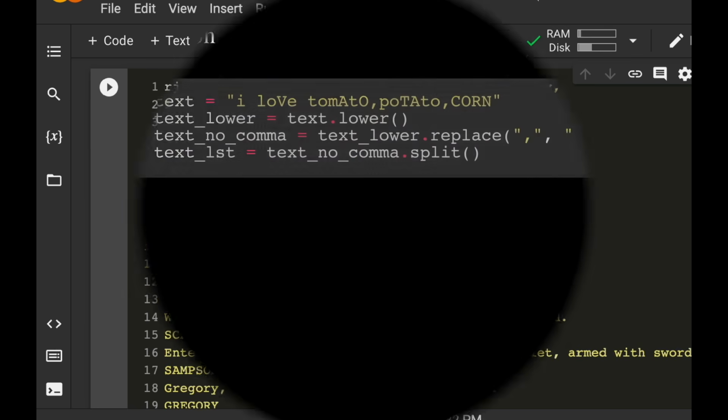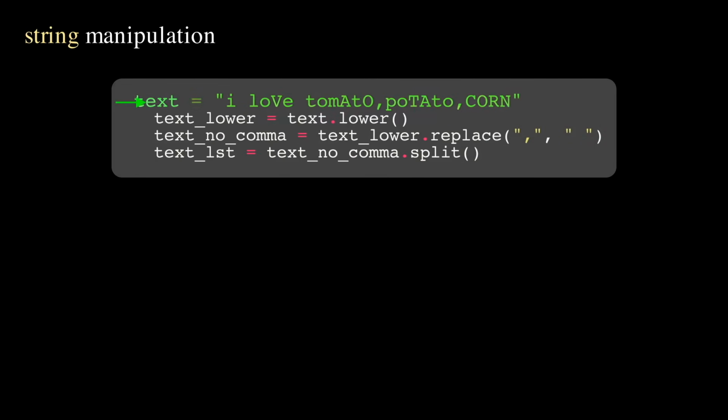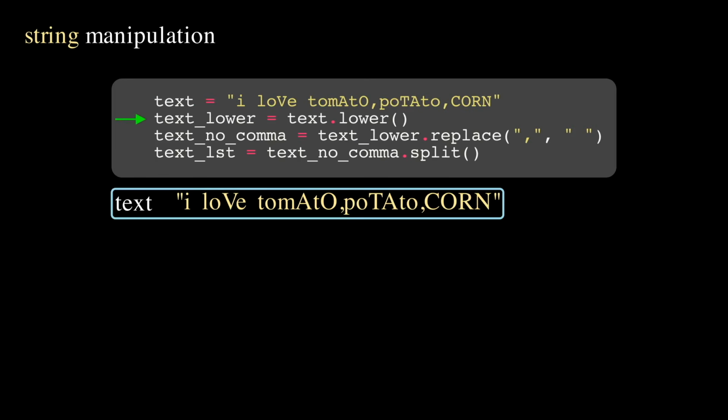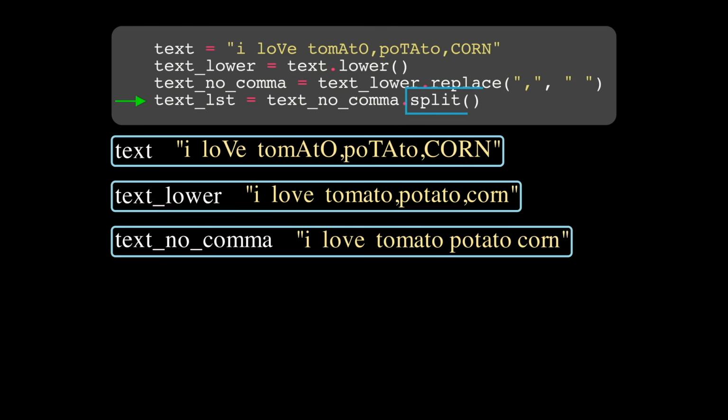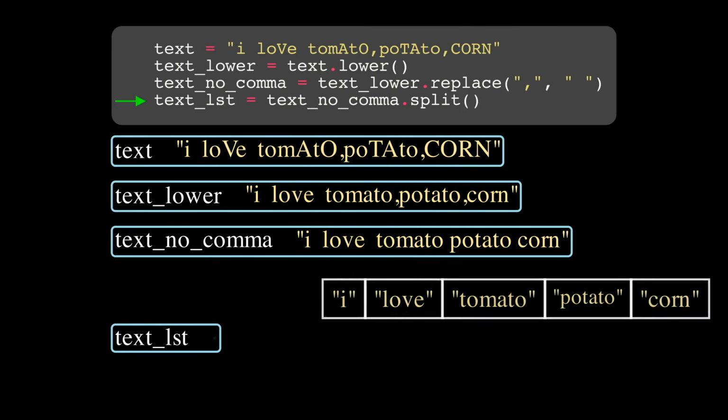Allow me to inject a quick lesson on string manipulation. Although these new methods seem somewhat overwhelming, in fact, they're just performing very simple actions. The dot lower method creates a new string after turning every single character into lowercase. The dot replace method creates a new string, in our case, after replacing all occurrences of comma with an empty space. The dot split method uses a Python string to magically create a Python list.